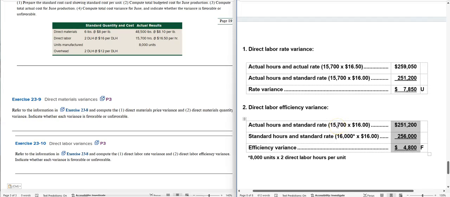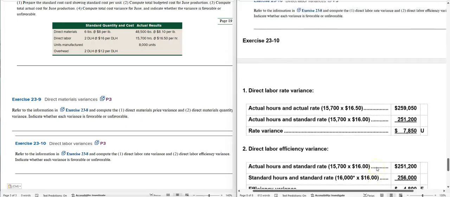Actual hours used were less than what the standards say we should have used to produce 8,000 units. That is a favorable variance, right? Our workers were more efficient, so that is good. We like that. We're happy with that. Okay.